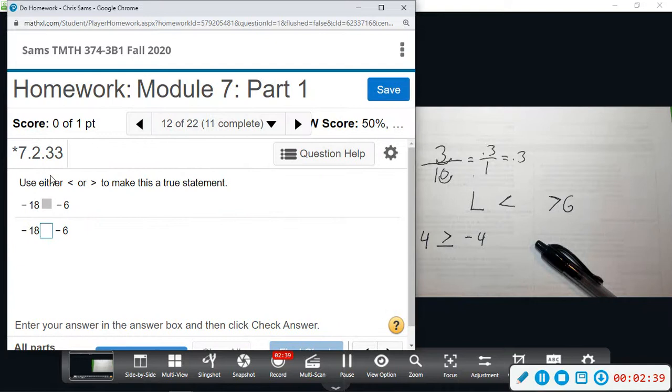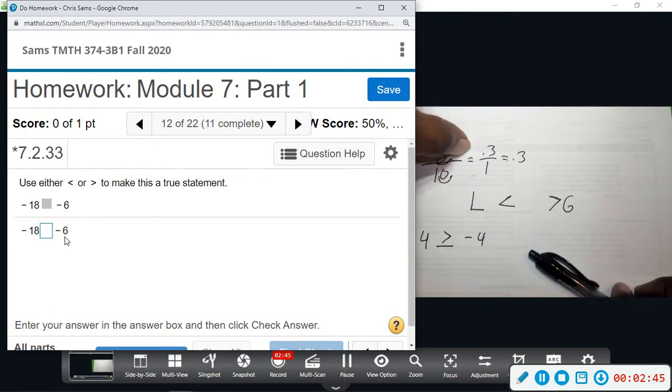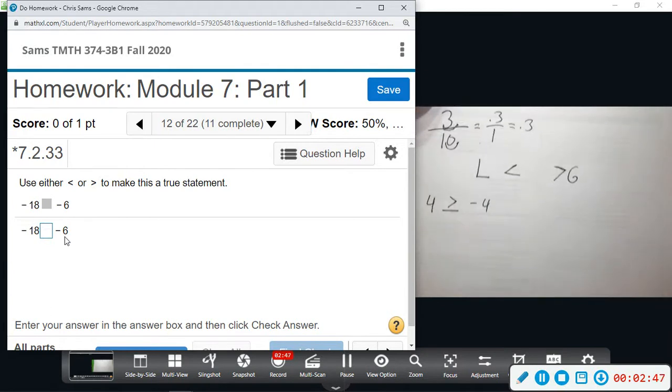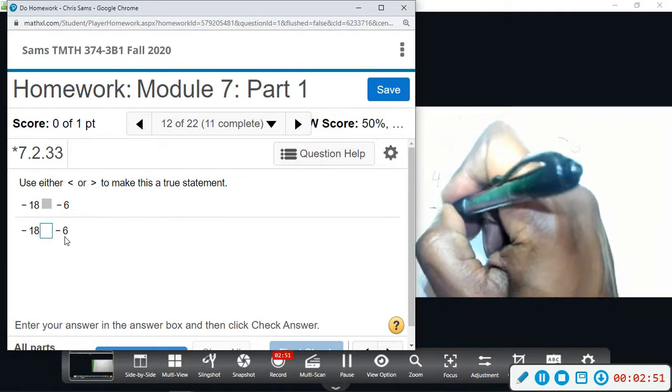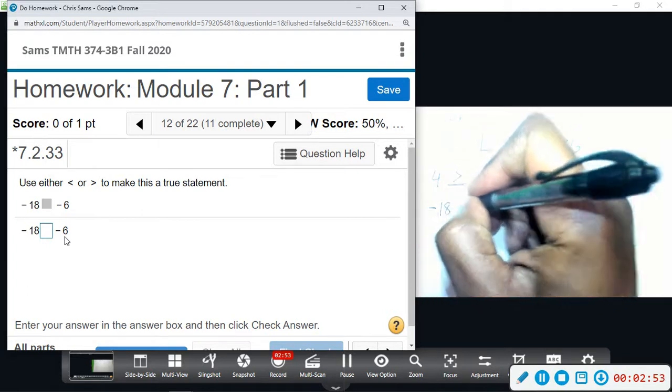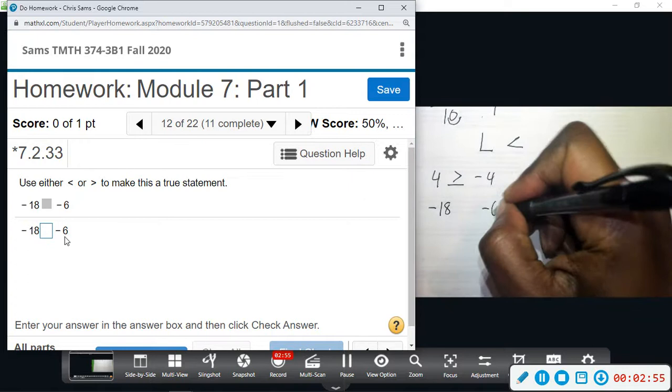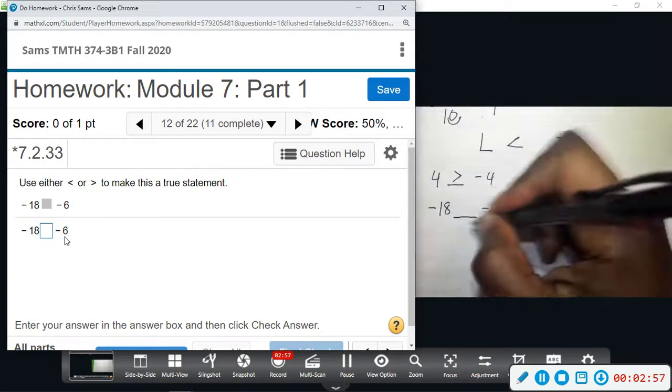And then also we want to compare these two. Negative 18 compared to negative 6. Now, we all frequently get mixed up with these because you look at this number and say, okay, 18 is bigger than 6. But these are negative numbers, so they work in a reverse way.